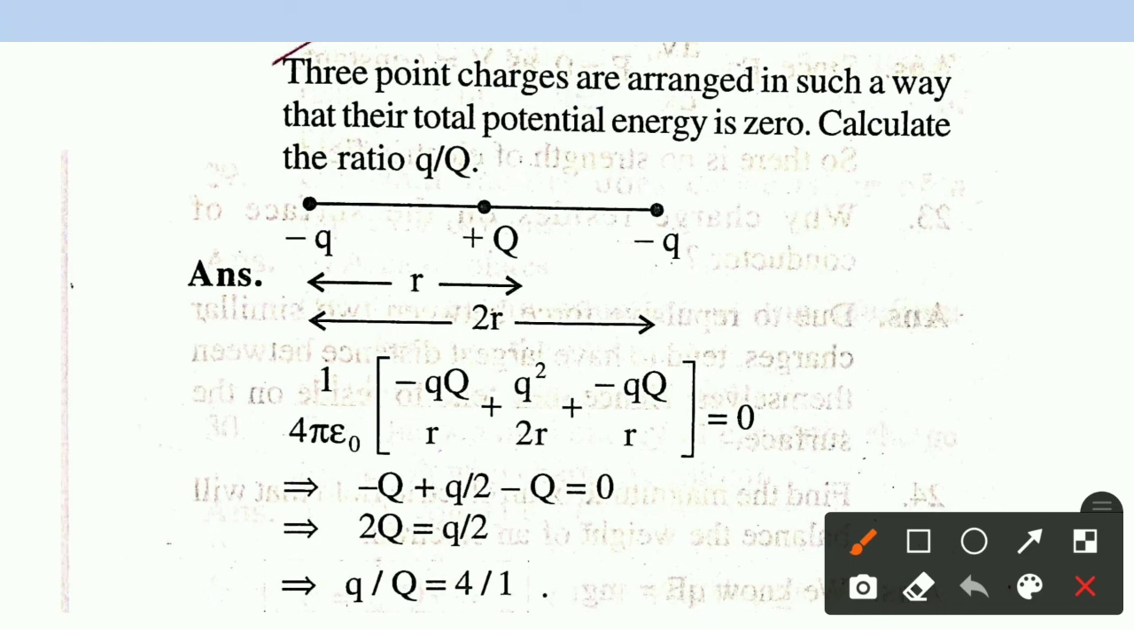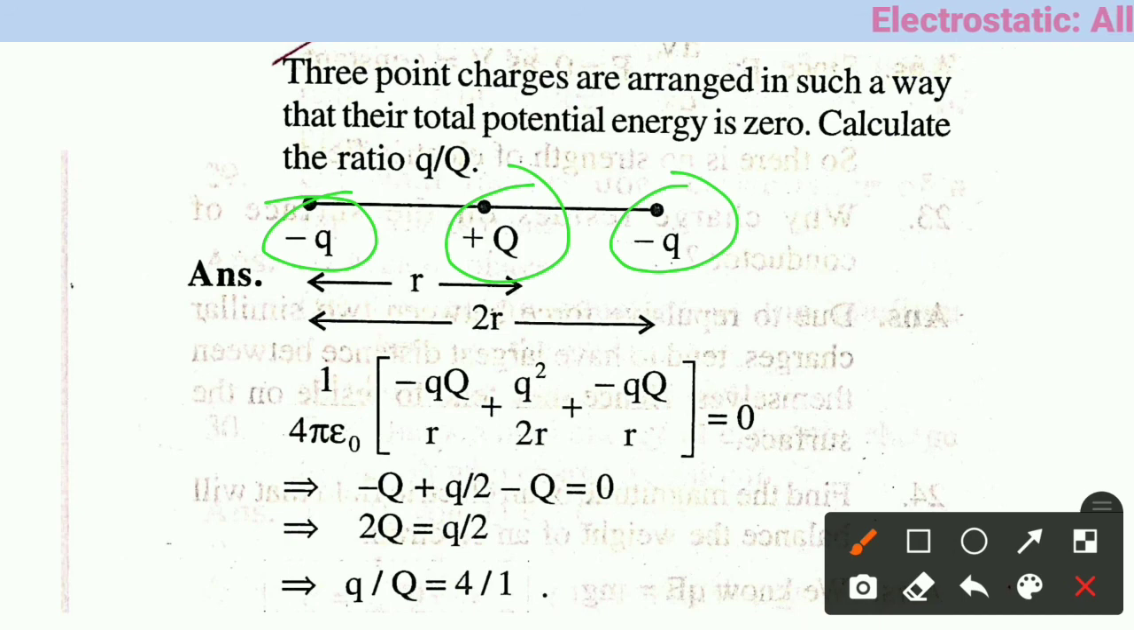Next question is, three point charges are arranged in such a way that their total potential energy is 0. Calculate the ratio of small q by capital Q. So here is the charge minus Q, here is the charge minus Q, here is the capital Q charge, and the distance is, this is R and this is 2R.